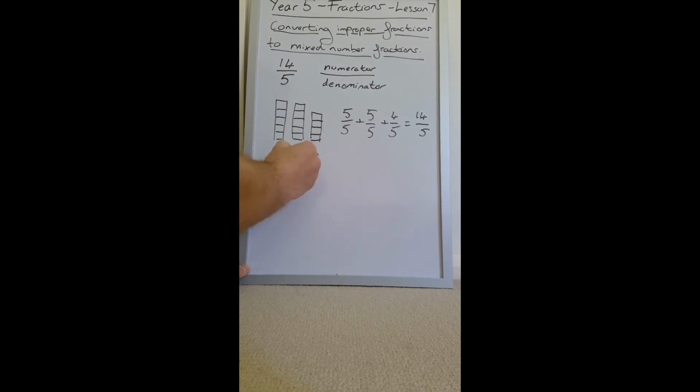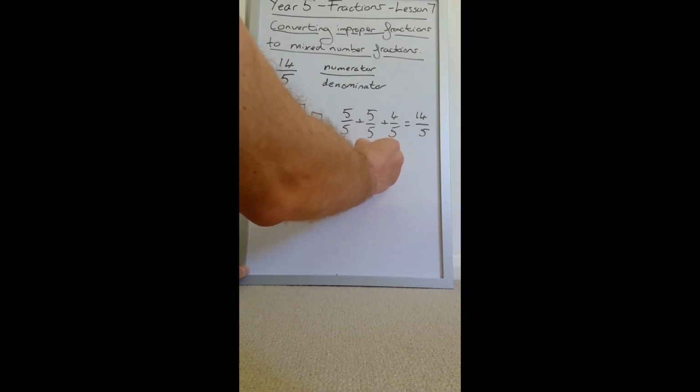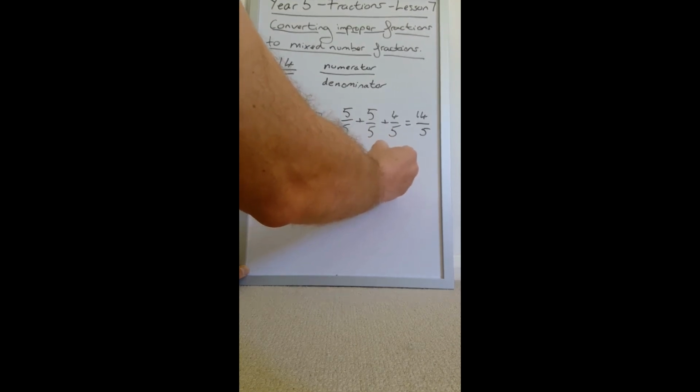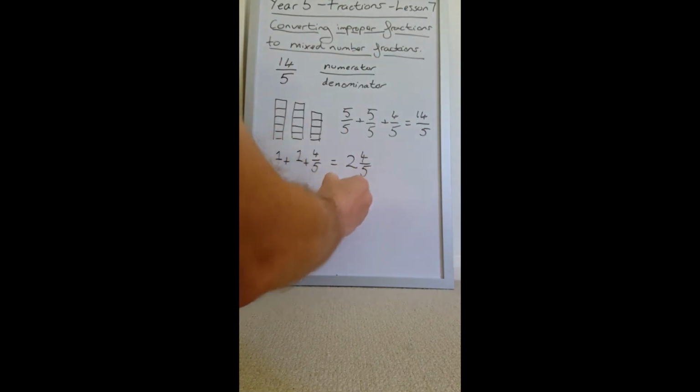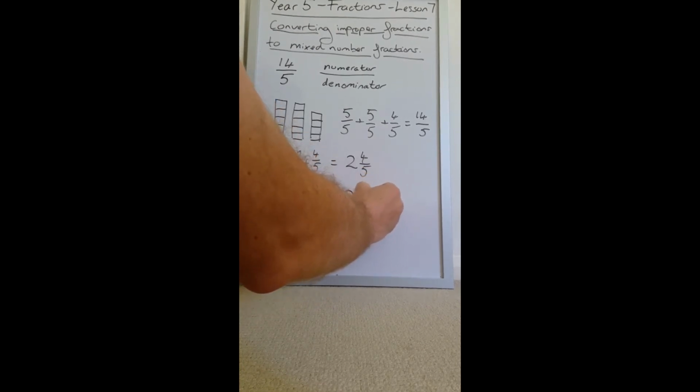If I now add all of these together, 1 whole plus 1 whole plus 4/5, I get 2 wholes and 4/5. So in this case, I can say that 14/5, which is my improper fraction, is equal to 2 whole numbers and 4/5.